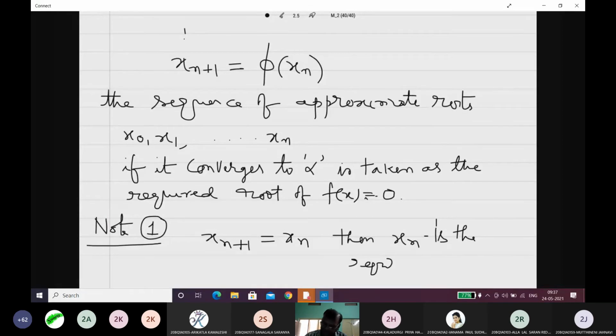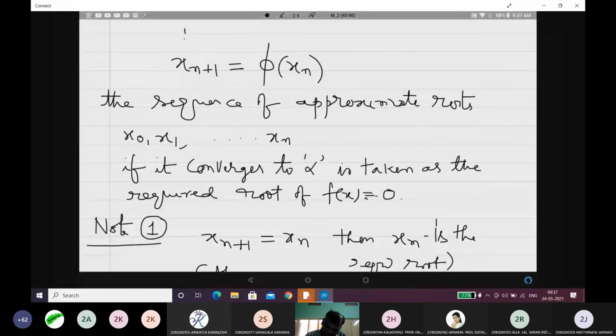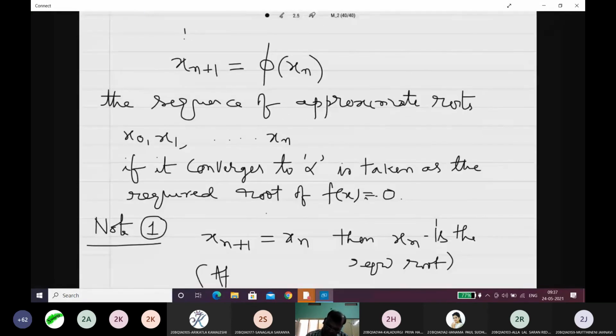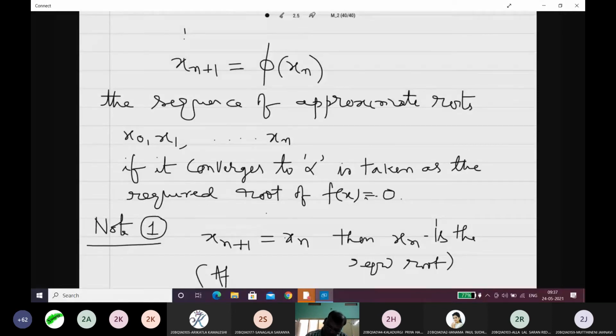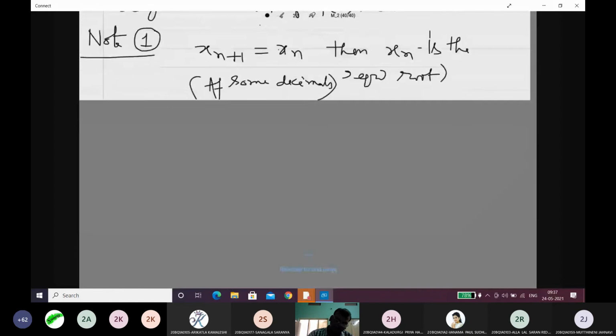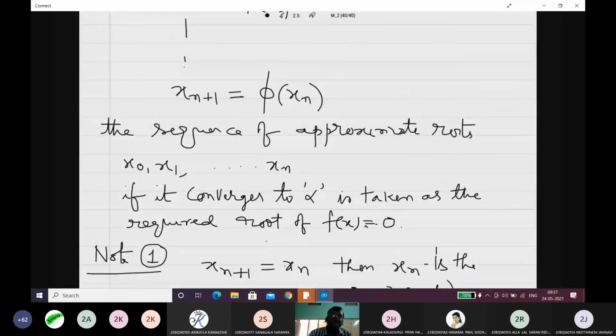At some stages, at some decimal points. That is very, very important. Okay. Now point 2. Shall I change the slide?